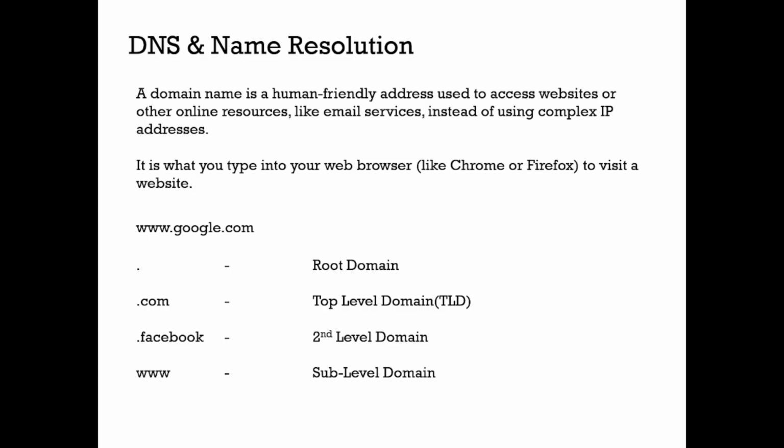Examples of top level domain are .com, .net, .ng, .co.uk. All those last things you type after you type the name are called top level domain. .edu, .org, those are also called top level domain. There are different types of top level domain, and there are different servers that manage them.